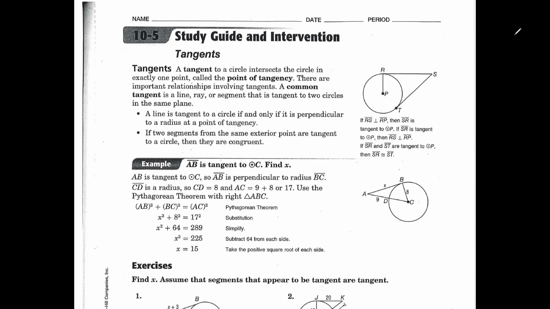Anyway, what we're looking at today, 10.5, tangents. There are lots of different ways that we can talk about tangents. For this diagram over here, they drew in two tangent lines. Now they give us a definition that says a tangent to a circle intersects a circle in exactly one point called a point of tangency. So in this diagram, we have a point of tangency at R.